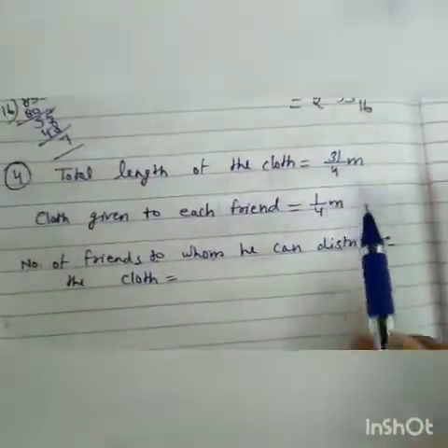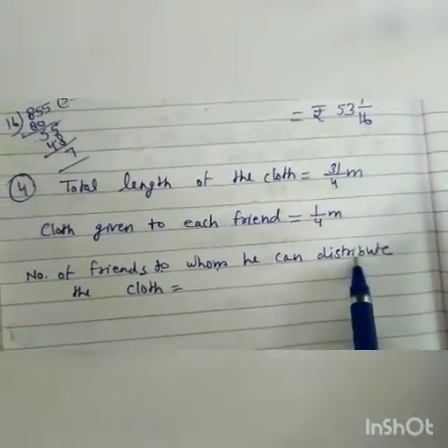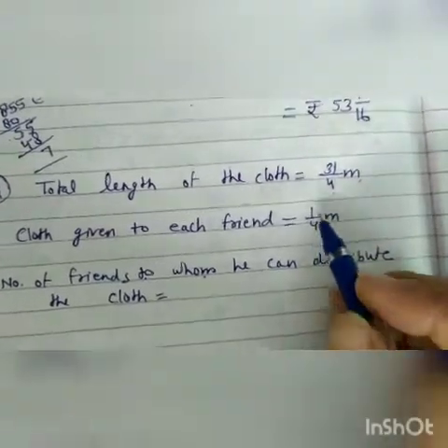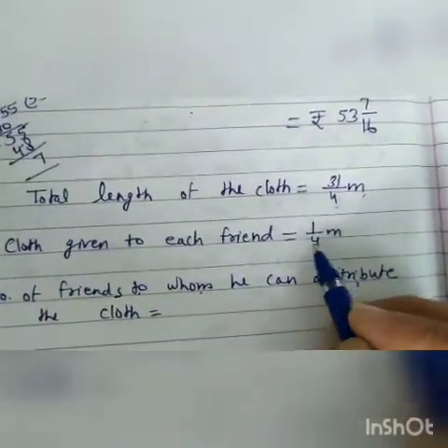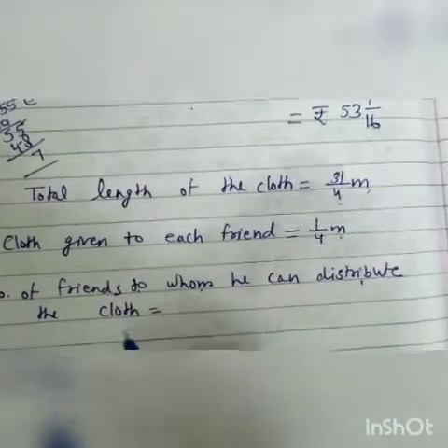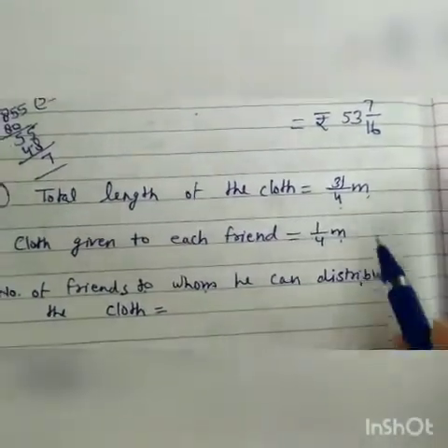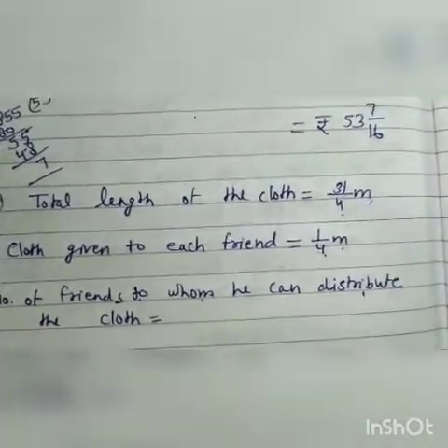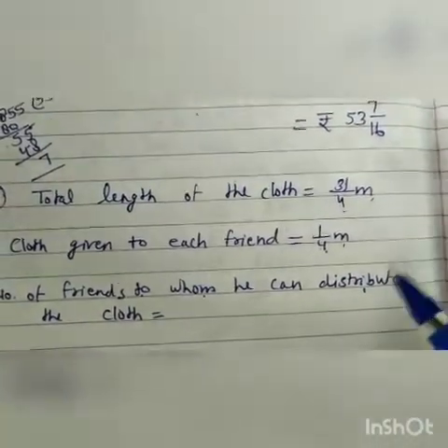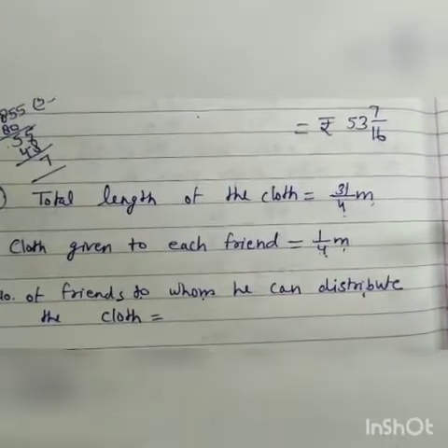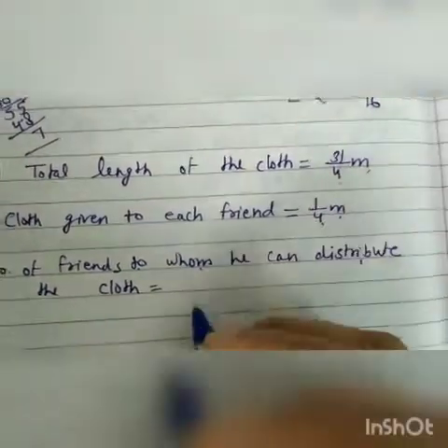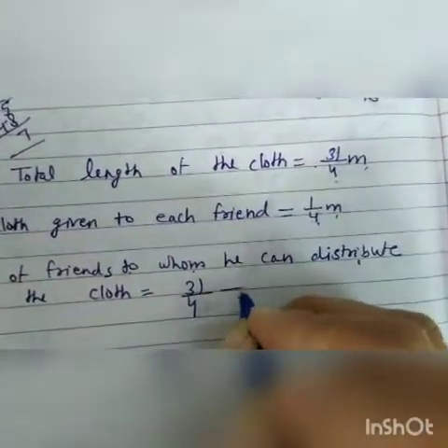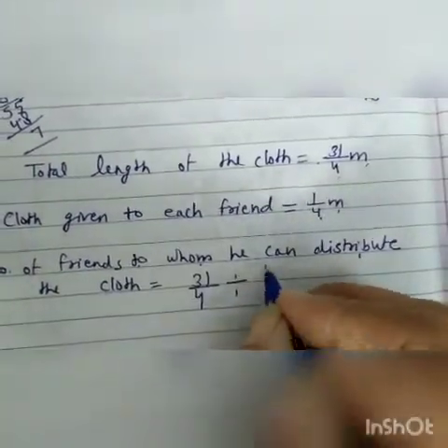Students, how can we find the number of friends? Total cloth is 31 upon 4 meter and cloth given to one friend is 1 upon 4 meter. We have to find the number of friends. How can we find? By adding, subtraction, multiplication or division? We will divide total cloth, the length of total cloth, divided by the cloth given to one friend.